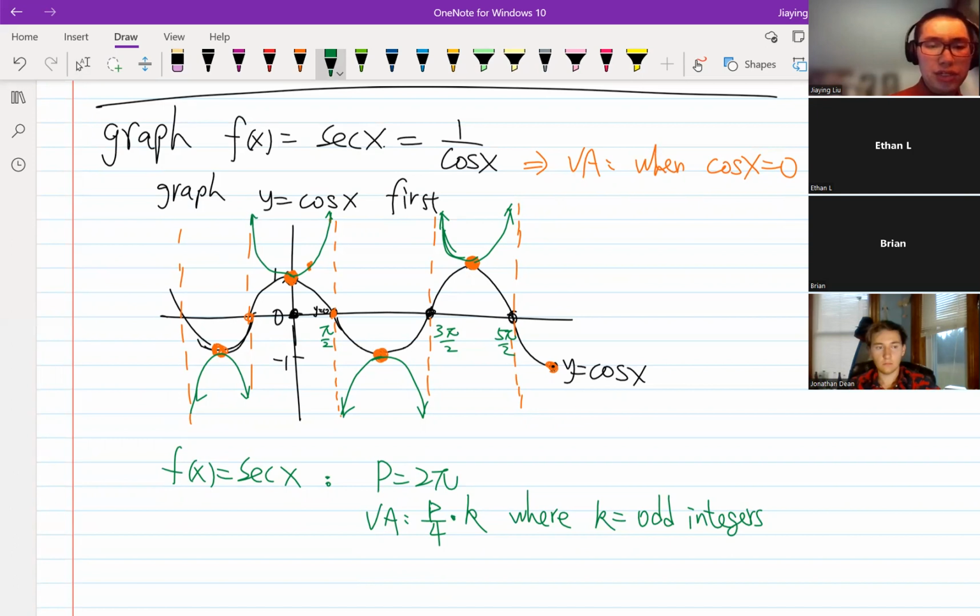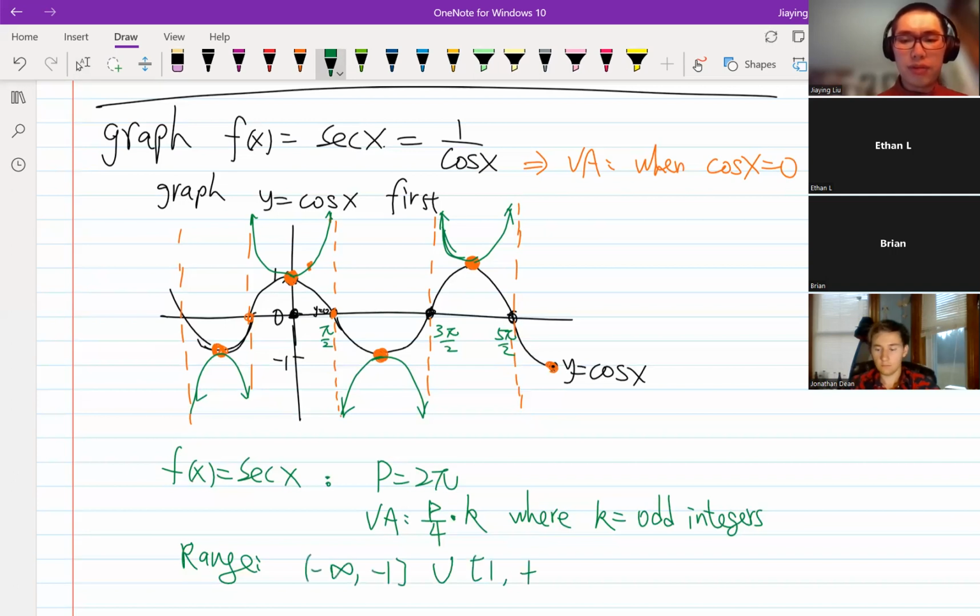And the range of the secant function for this particular example is either below -1 or above 1. So that's going to be from negative infinity to -1, and from 1 to positive infinity. So that's the range. It's not all real numbers. In the middle, there's a big part that's missing, where cosine was.